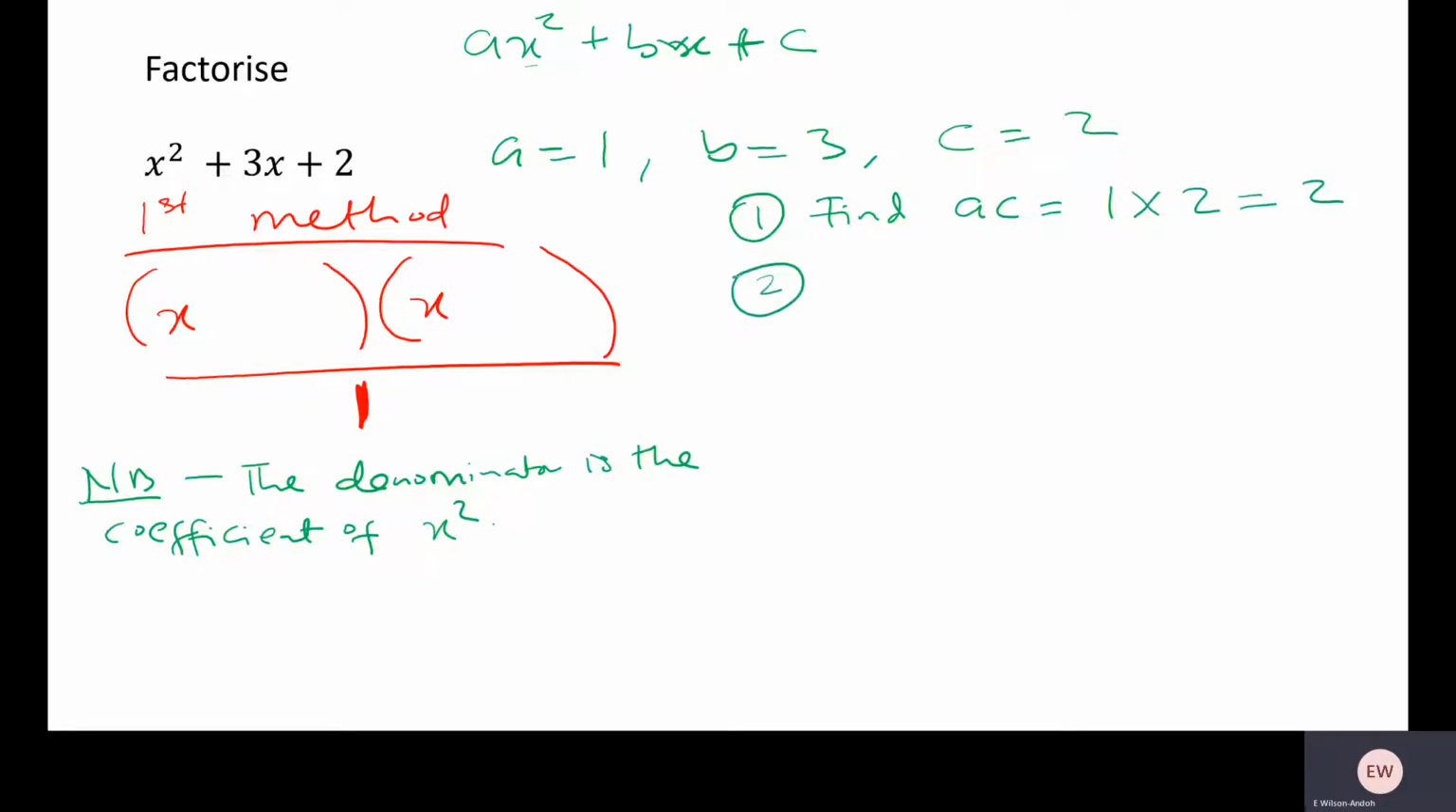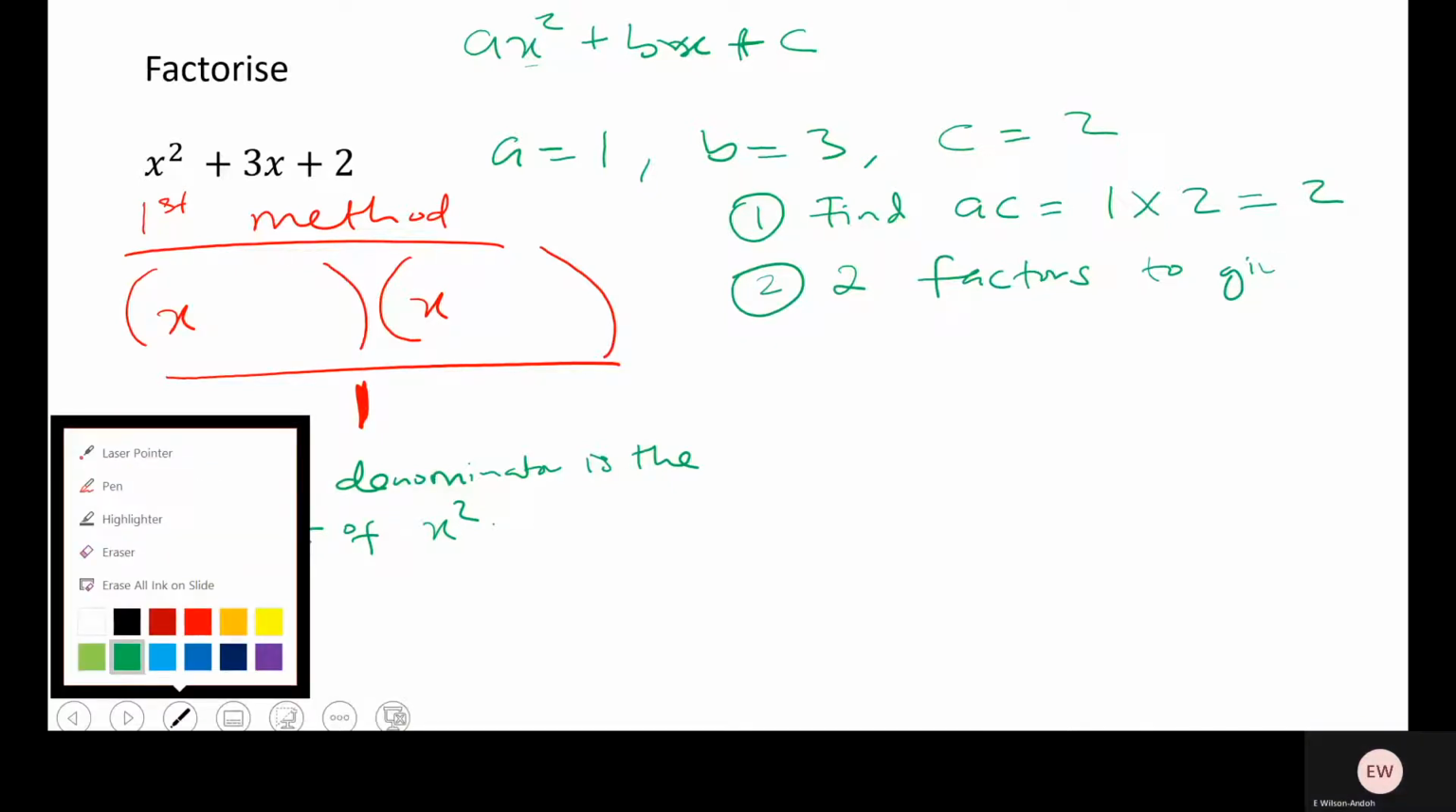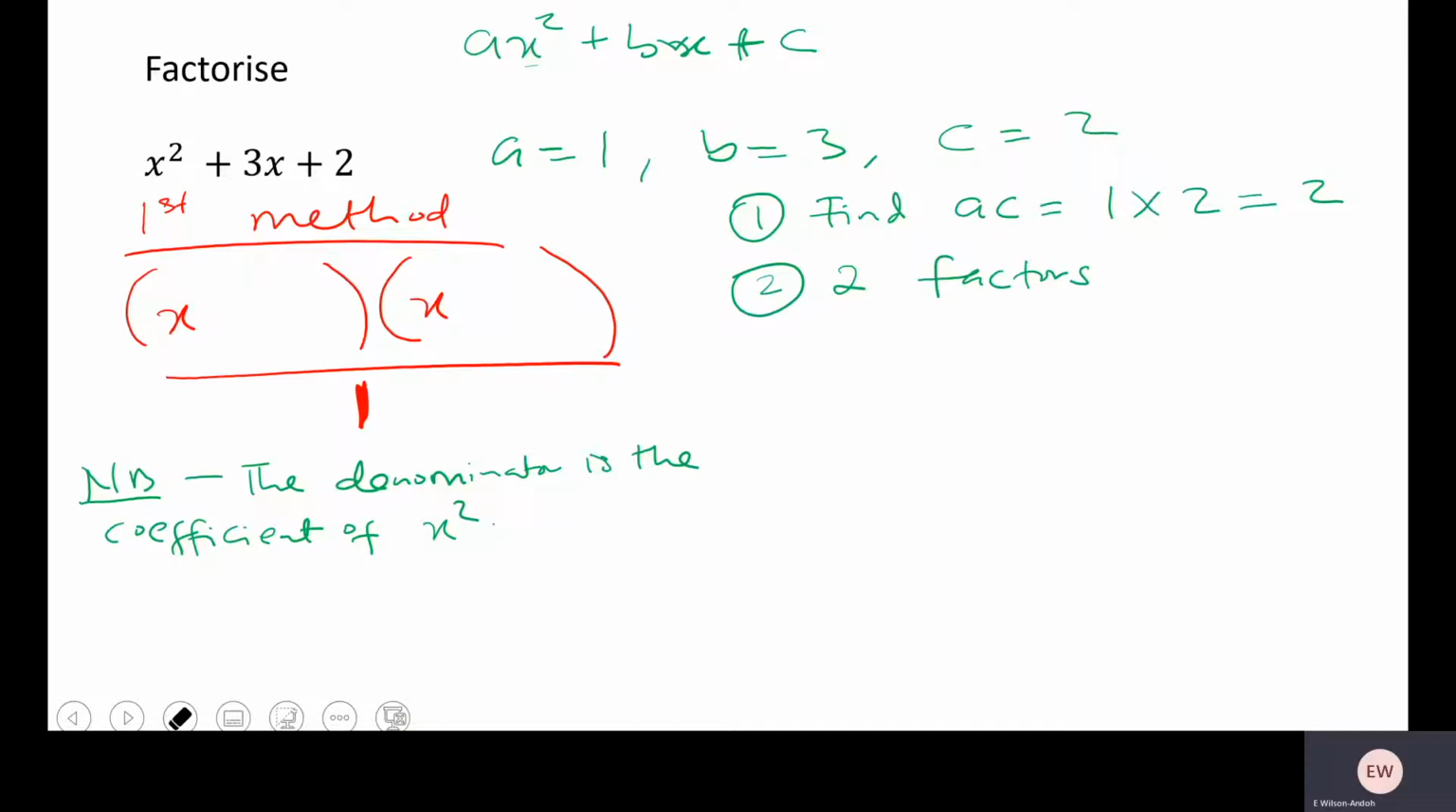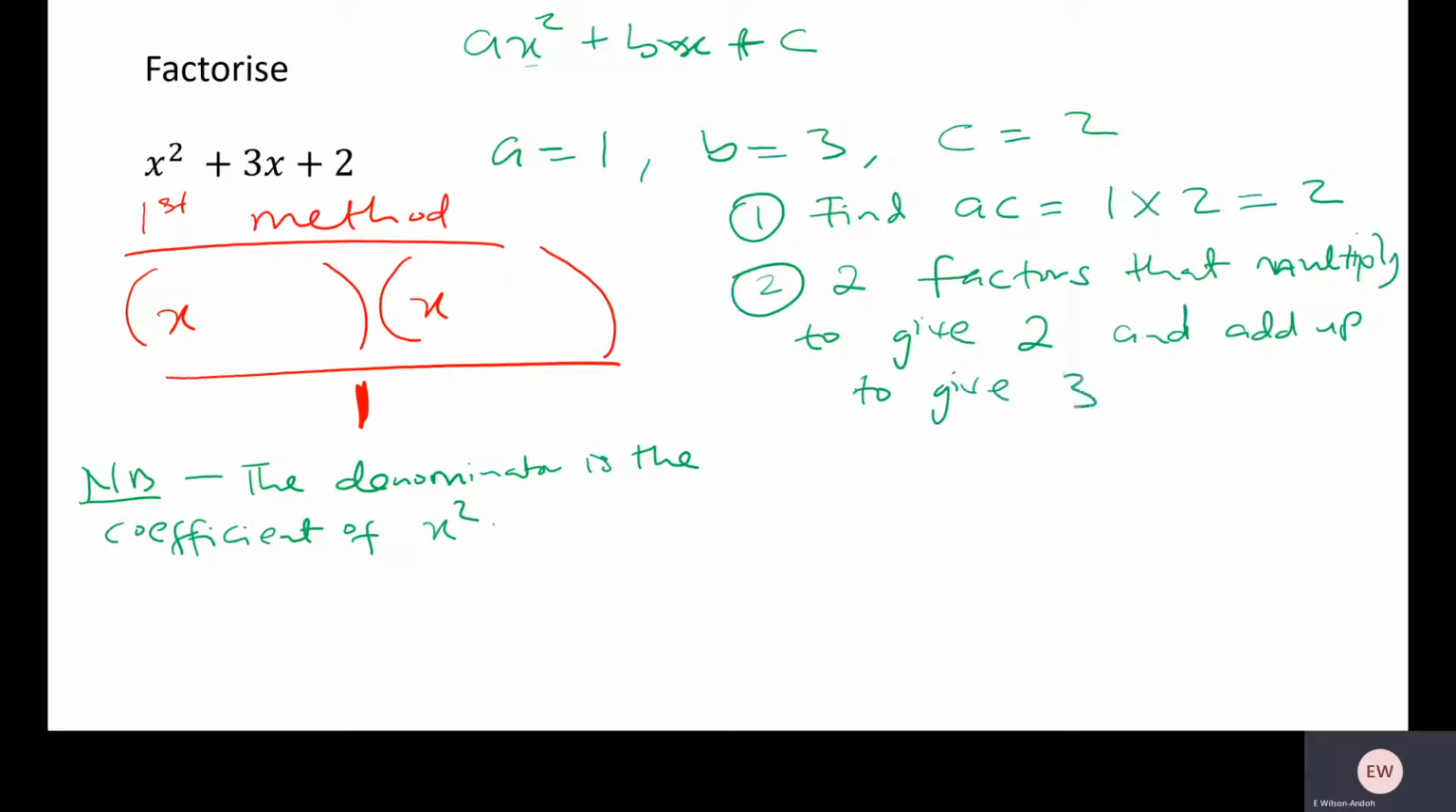The second thing we do is look for two factors that multiply to give 2 and add up to give 3. And this 3 here is the value of b.